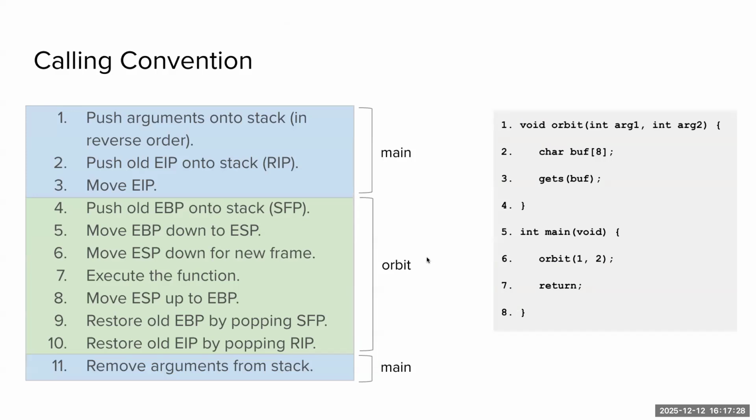To go over an example of how we can call a function: calling convention tells us what steps we take when we go from one function call to another. So when main calls orbit, what are the steps that we need to do to alter the stack frame? What is the exact process that looks like? That's calling convention. The first thing we do is push the arguments onto the stack in reverse order. In this case, orbit has two integer arguments, arg1 and arg2. These are both arguments that we're passing into orbit. This is what's pushed onto the stack first.